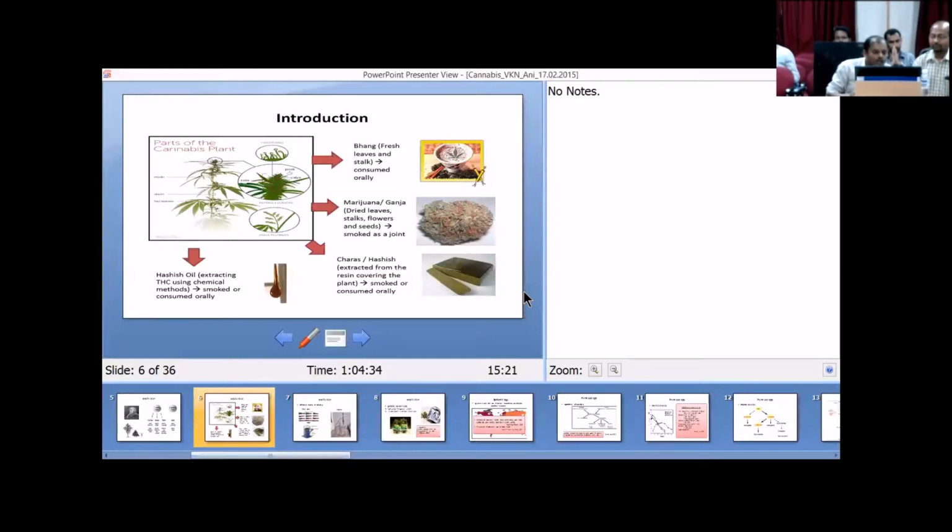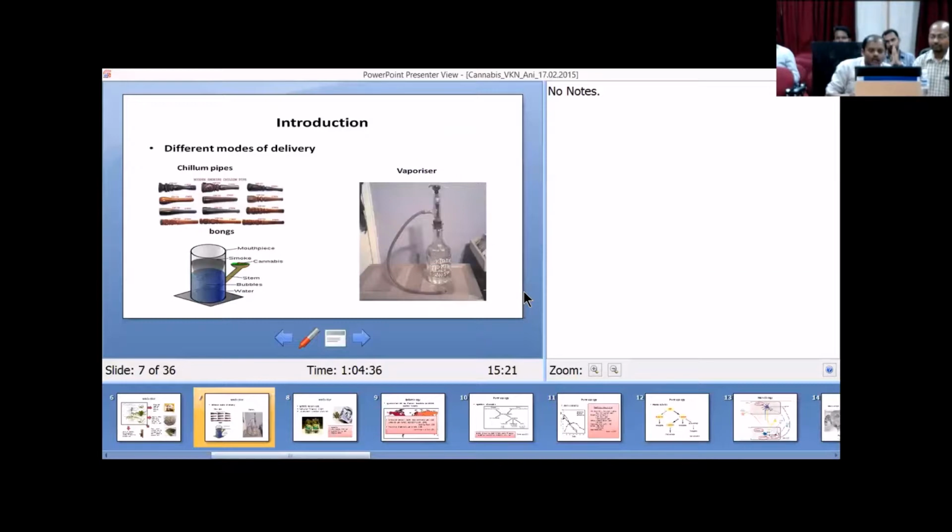One can take cannabis in different forms, like chillum pipes, bongs, or some vaporizers. These depend upon the region and the people who are taking it. But overall, in our country, chillum is probably the commonest.